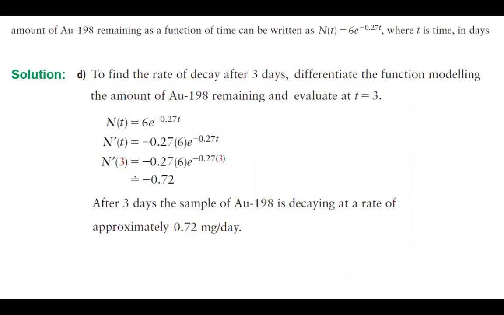Find the rate of decay after 3 days. We can first differentiate the function modeling the amount of AU198 remaining, and evaluate the derivative at t equals 3, right? First of all, the derivative of N(t) equals negative 0.27 times 6 times e to the power of negative 0.27t. Then substitute t equals 3 into that derivative. That gives us N prime at t equals 3 is approximately negative 0.72, right?